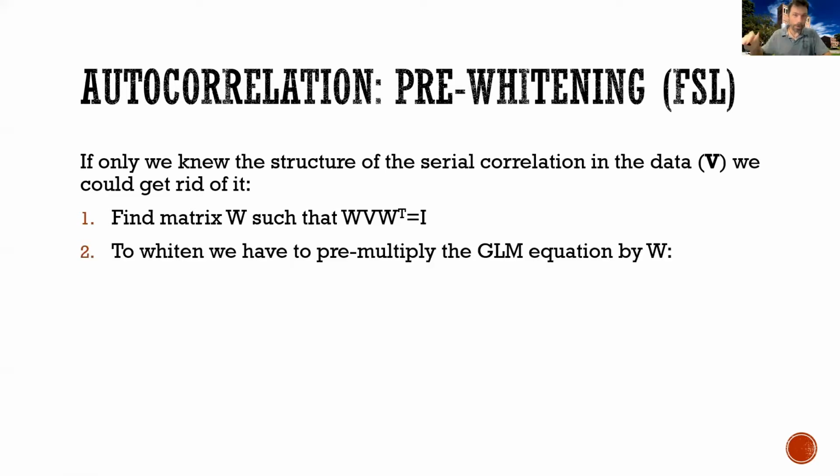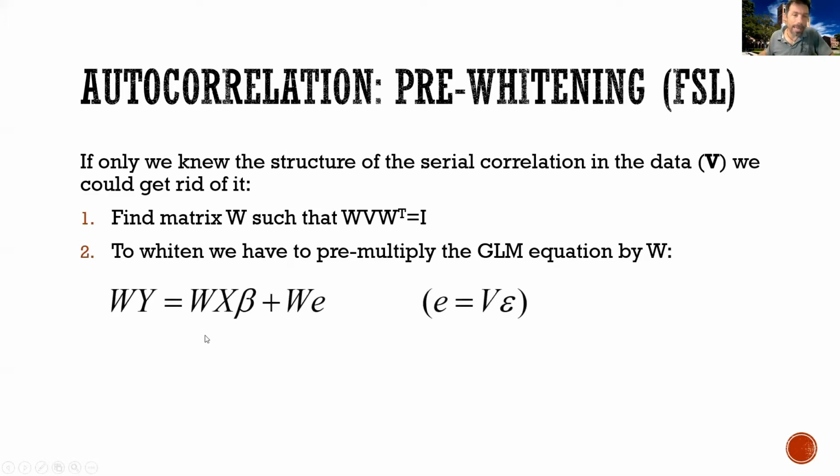Right, because then what we would do is, if we could find this W that had this property, we would just pre-multiply the whole GLM by W, and it would look like this. Instead of having Y equals X beta, we would have WY equals WX beta plus WE, where E is the structure and then the well-behaved error term.